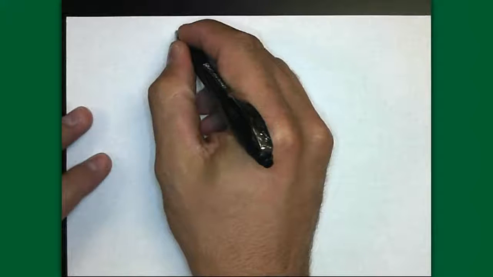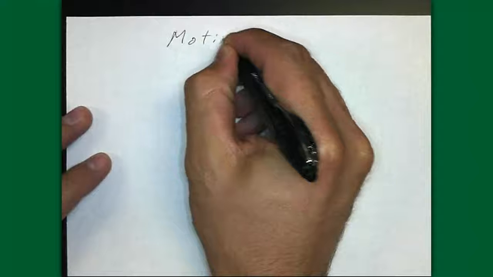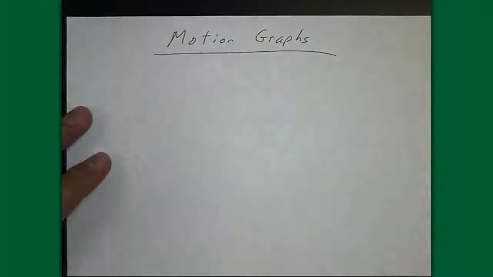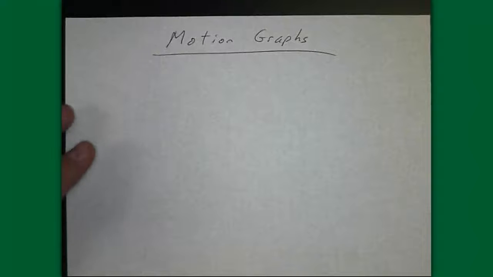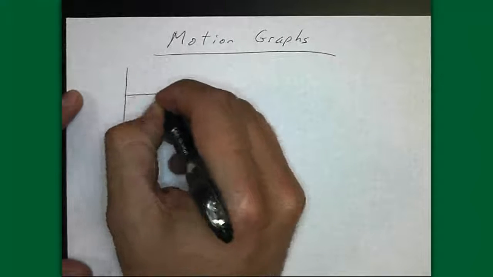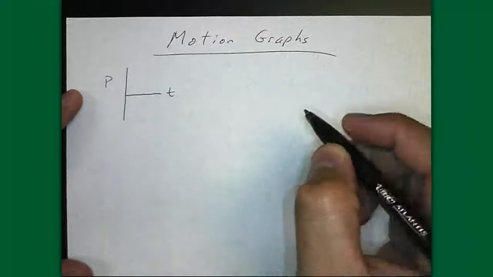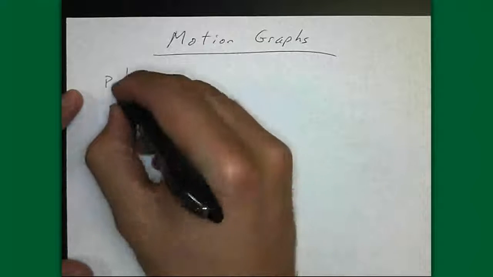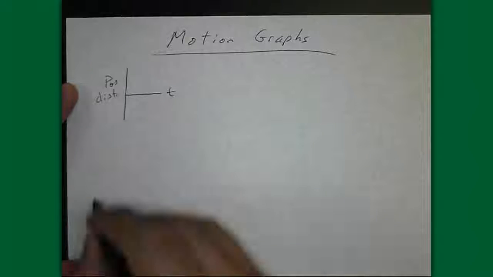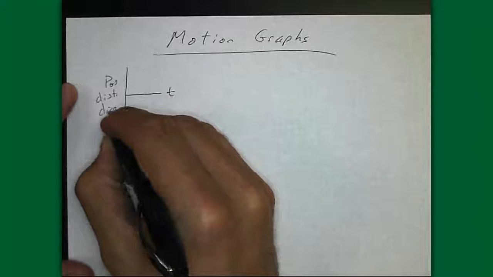Alright, in this video I'm going to be talking about motion graphs. We've already discussed in this class, if you've been to class so far, that there are three different types of graphs. One is a position versus time graph. Position can also be distance or displacement.